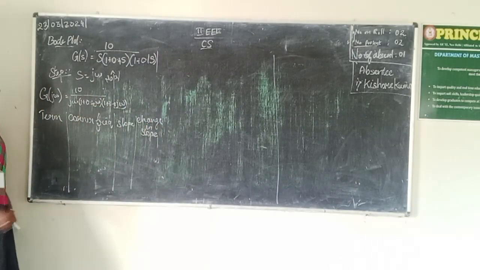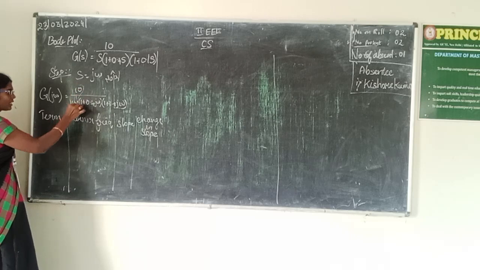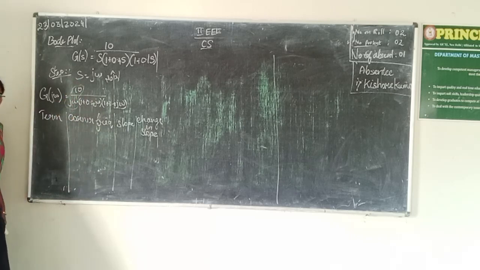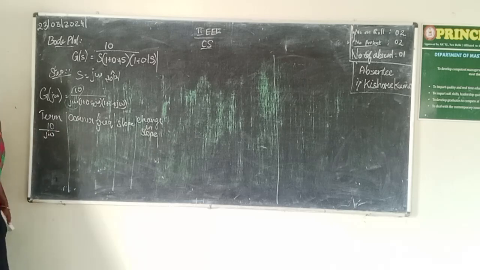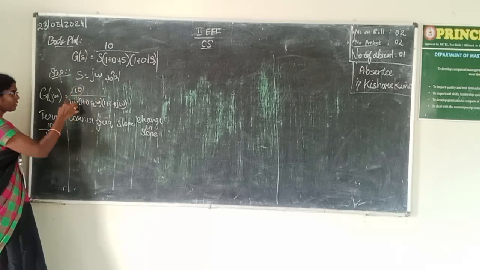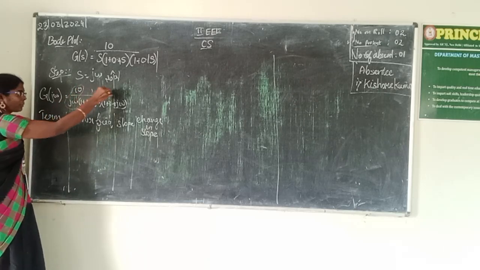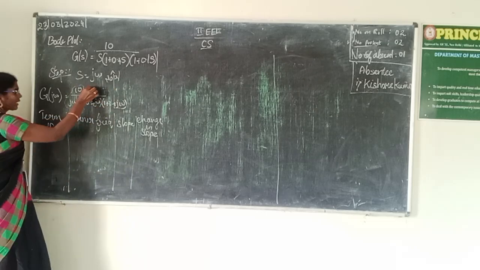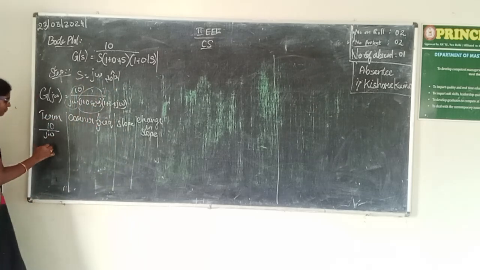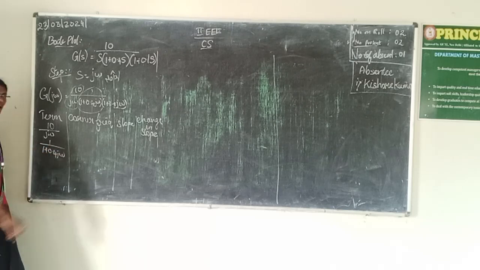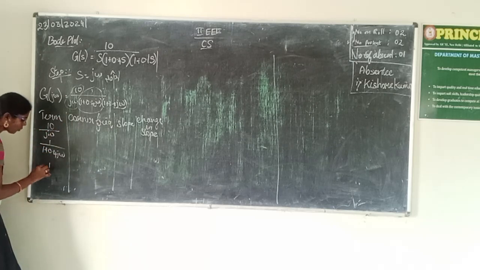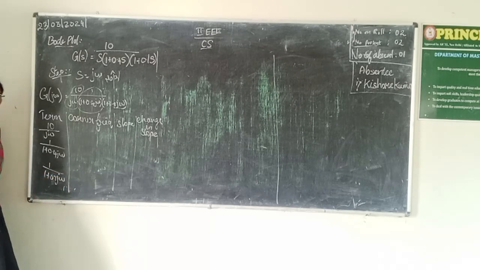First, the term. What is the term here? Here 10 by j omega is the first term, that is 10 divided by j omega. What is the remaining term? If I have taken 10 by j omega out, it will become 1, right? So the second term is 1 divided by 1 plus 0.4 j omega. What is the third term? 1 divided by 1 plus 0.1 j omega.